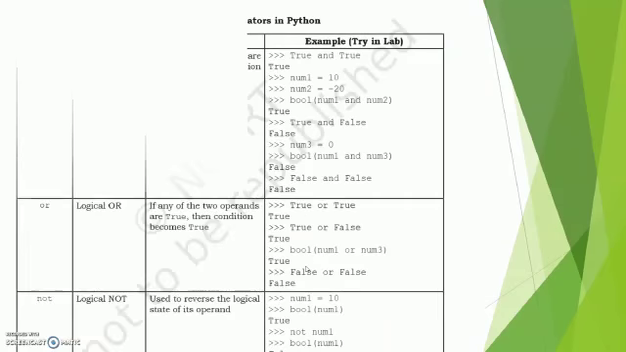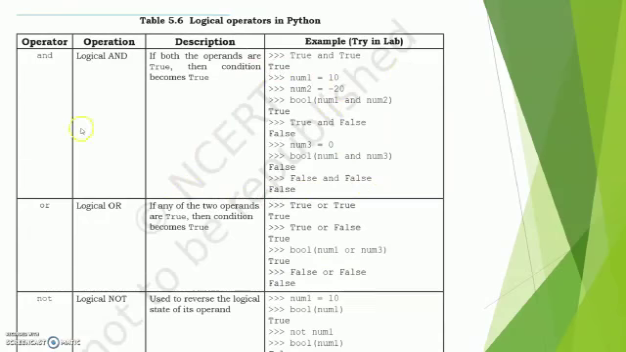Now let's look at how these operators can work in Python. The first operator is AND, the logical AND. If both the operands are true, then the condition becomes true. That is to say, look at the operands, number 1 is equal to 10, number 2 is equal to minus 20. The true or false value is called the Boolean value. So if both of them are true, then the condition becomes true.